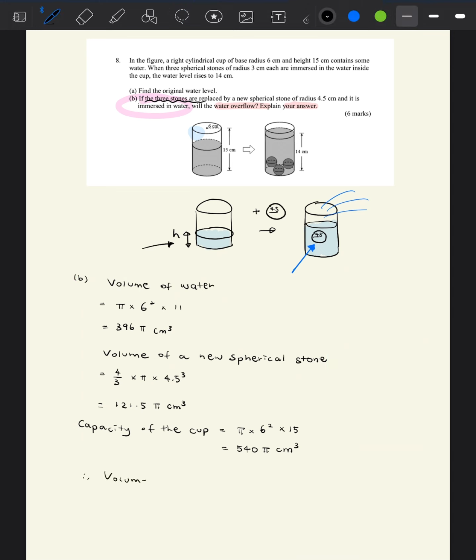So therefore, the volume of water and the new stone equals 396 pi plus 121.5 pi, which is 517.5 pi. And this value here is smaller than 540 pi cm cube. So therefore, the water will not overflow.